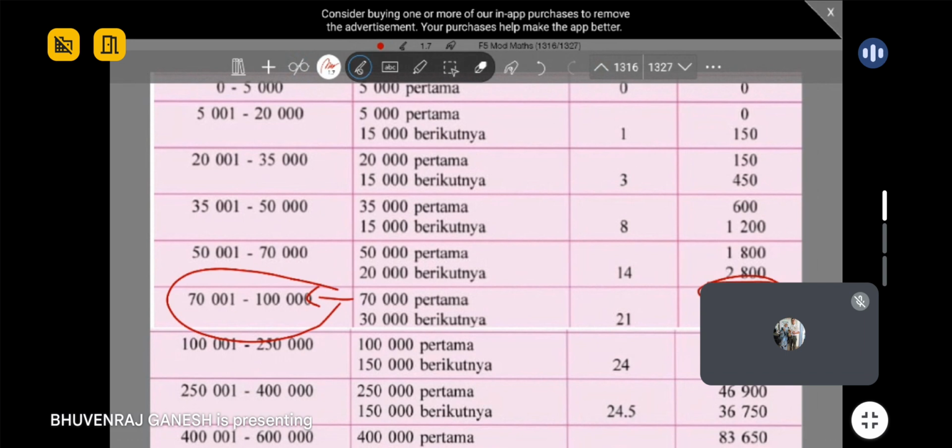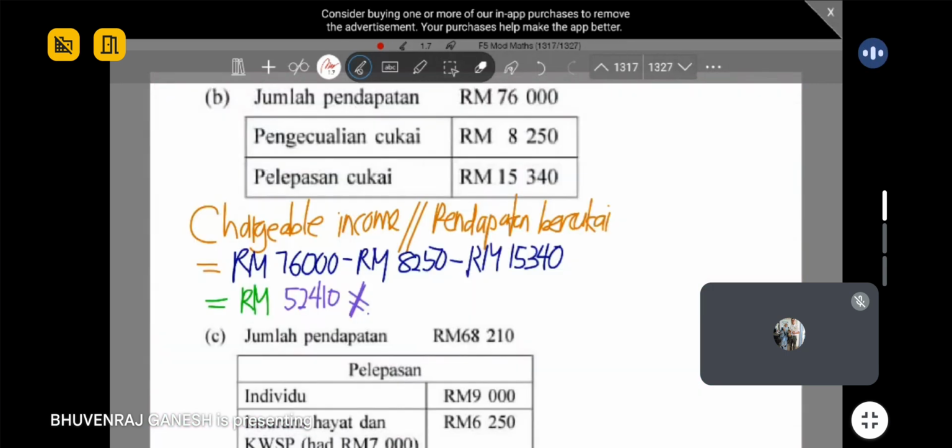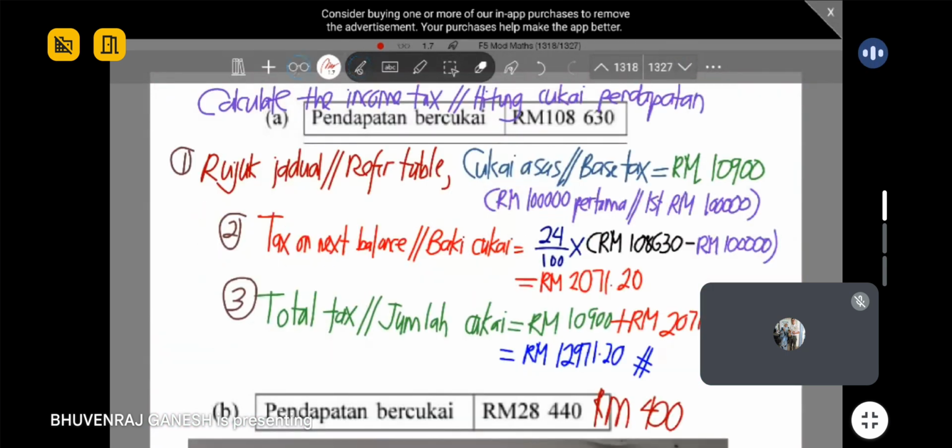Then you can calculate your tax on the next balance. So max, your tax can go maybe around 6,000 something or 7,000 something. It won't be greater than 10,000. It'll be less than 10,000 definitely. So this is how you can predict and estimate how much tax you need to pay.